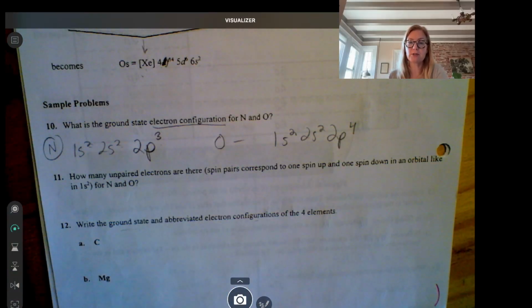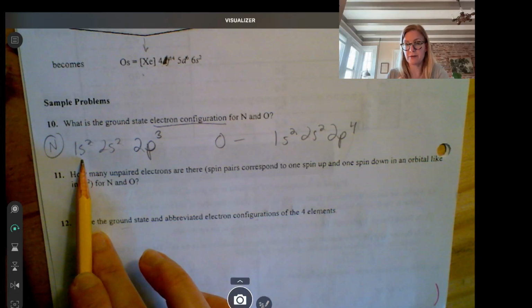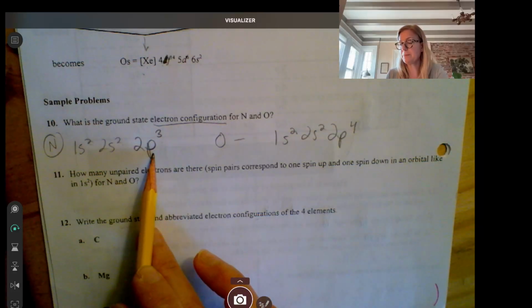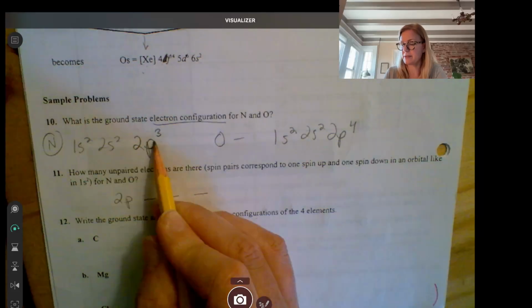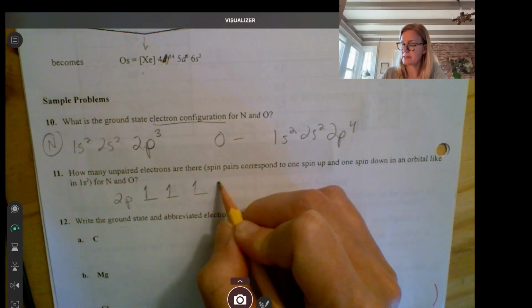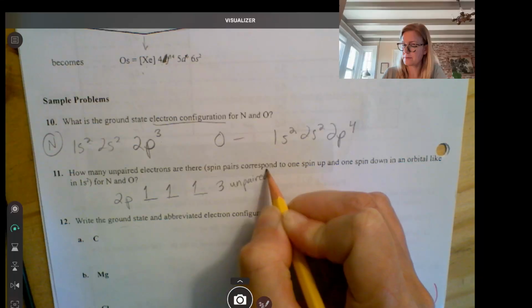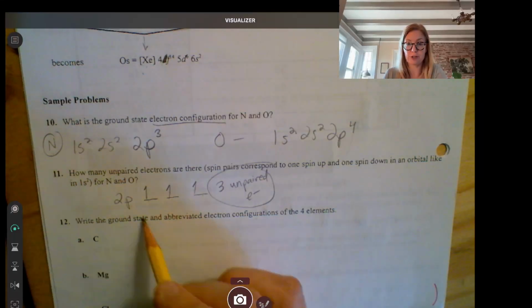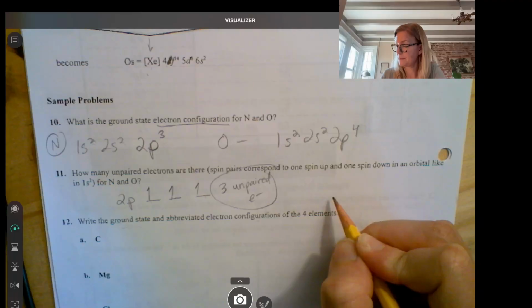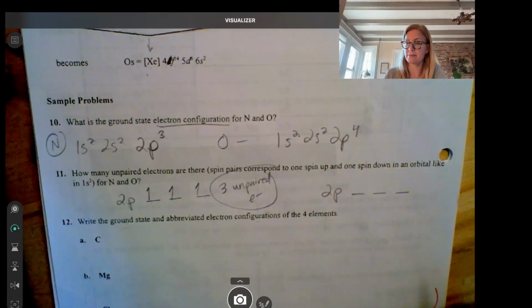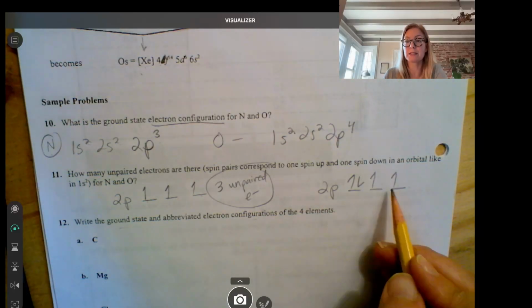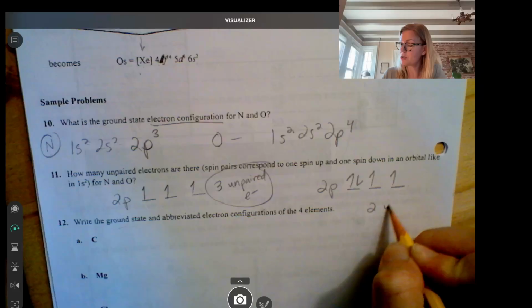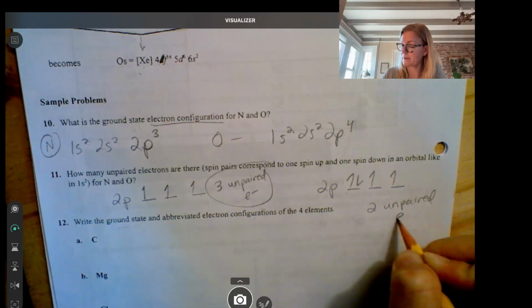How many unpaired electrons are there for N and O? Well, the ones in the s orbital are paired up. Remember, p has 3 orbitals, so 2p has 3 orbitals, and this only has 3 electrons in it. So this is going to have 3 unpaired electrons for nitrogen. Oxygen's 2p subshell is going to have 4 electrons. Remember, we put 1 in each orbital before we double up. So for oxygen, there are going to be 2 unpaired electrons.